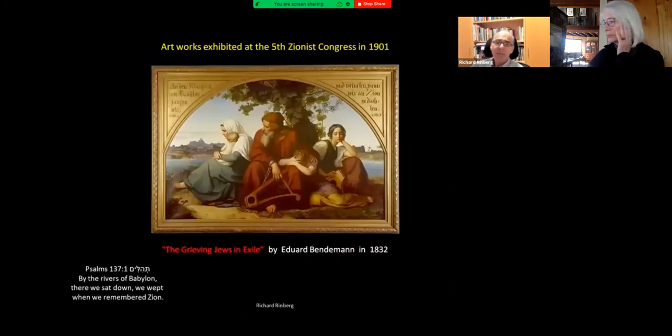And here's one of the pieces of art that was shown. Now, the actual art often wasn't shown. It was reproductions that were shown, photographs. And this is Bendemann's The Grieving Jews in Exile, from Tehillim, by the rivers of Babylon, we sat down, we wept when we remembered Zion, very appropriate for this time of year. You can see the chains. It's a beautiful, beautiful piece of art. Surprising that this was shown because Bendemann actually converted to Christianity. So it's surprising. I mean, can one call this Jewish art? That's a whole other debate and another issue, but obviously on a very, very Jewish topic.